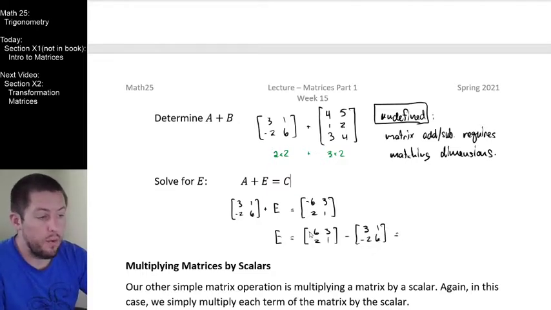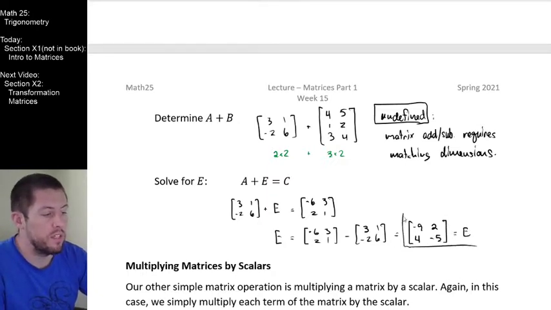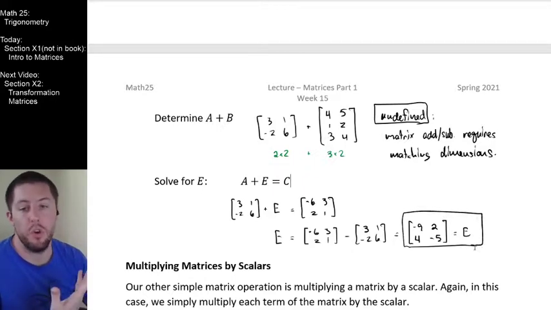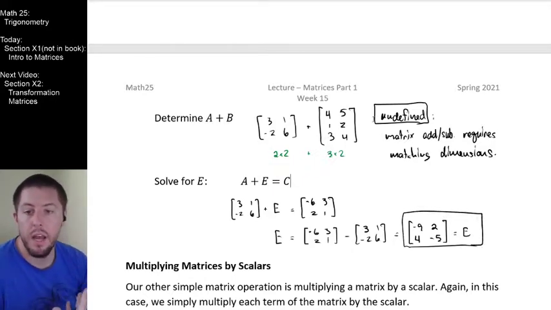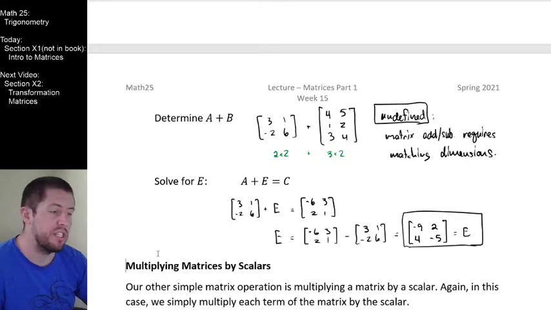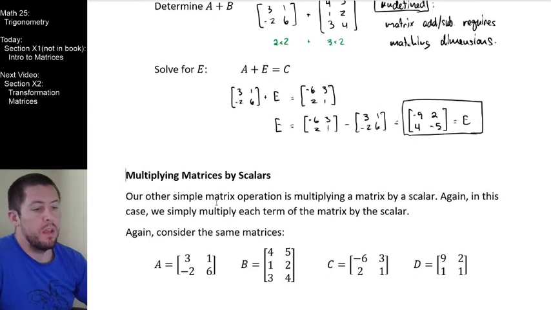And now we're going to see that -6 minus 3 is going to give us -9. 3 minus 1 is 2. 2 minus -2 is 4, and 1 minus 6 is -5 right there. So we found our E matrix here by solving an equation using the same types of algebraic maneuvers that you would normally use to solve an equation. We can subtract like quantities from both sides of the equation, stuff like that. So not too terrible. Matrix addition and subtraction, nothing too crazy going on out there.